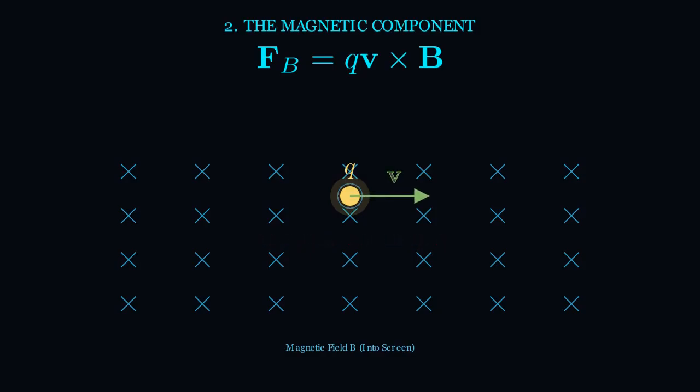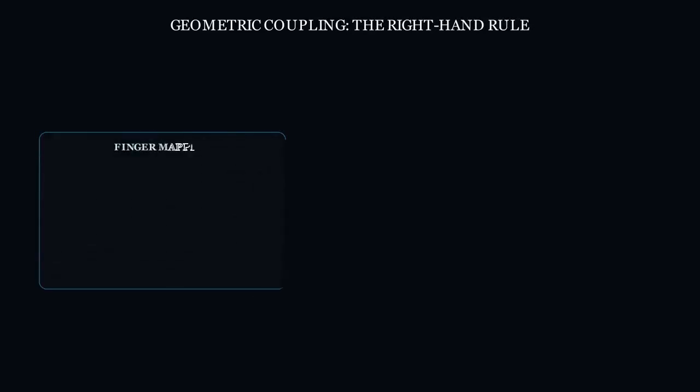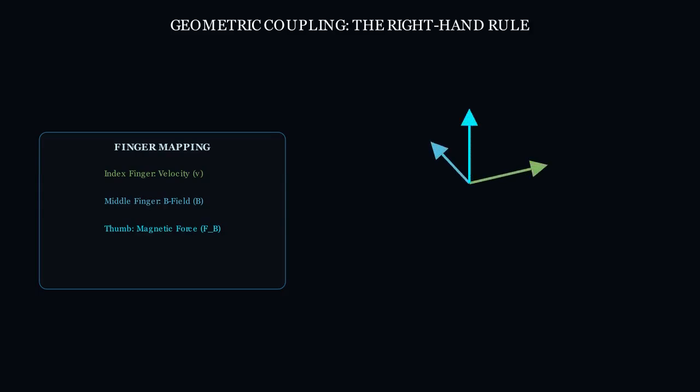Unlike the electric field, a magnetic field exerts zero force on a stationary charge. The magnetic force term, FB equals QV cross B, requires velocity. The presence of the cross-product operator introduces a fundamental geometric constraint. The resulting force vector must always be perpendicular to both the velocity vector v and the magnetic field vector B simultaneously. This perpendicular relationship is governed by the right-hand rule.